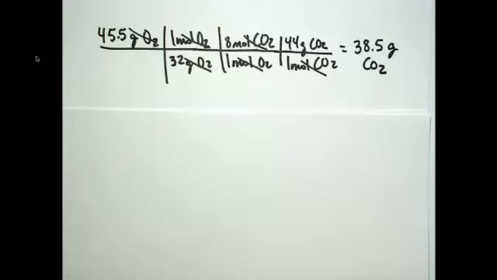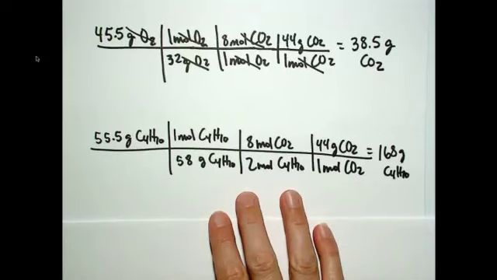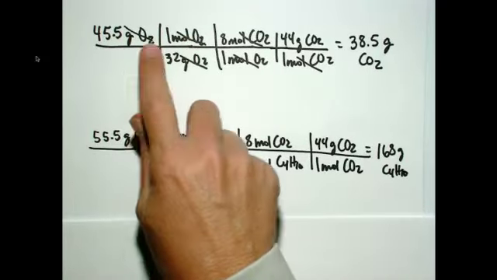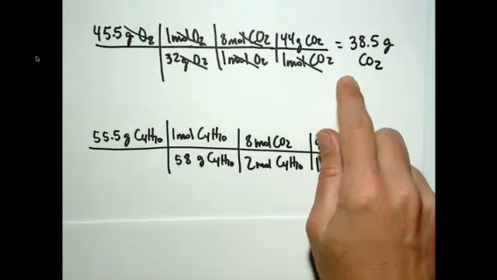And as I promised you when we started this problem, I told you there's another way to work it also. If ratios always give you a problem, another way you can work it is just go ahead and work out the full sequence for both reactants. In this case, you start with the given 45.5 grams of oxygen, and you end up going through your conversion sequence to get 38.5 grams of carbon dioxide.